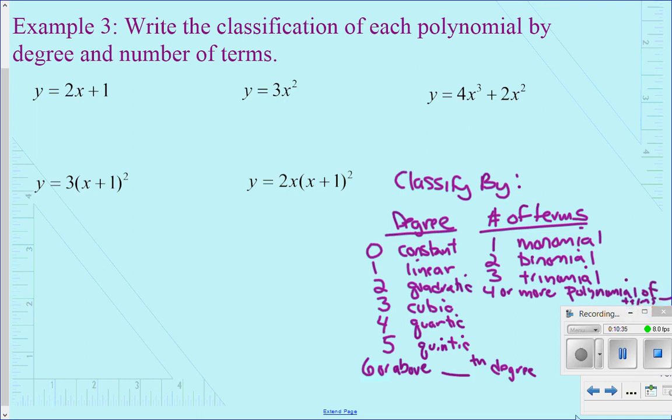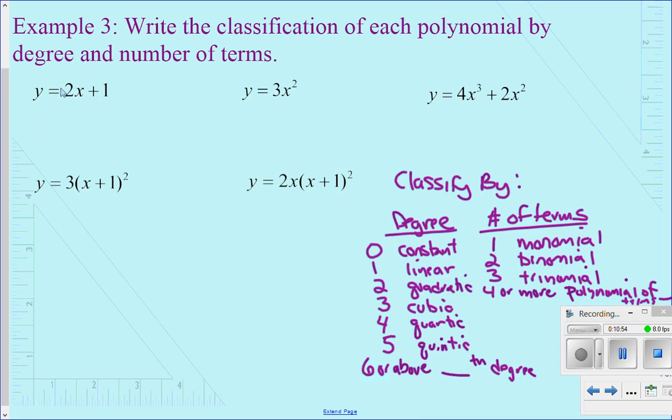So if there are 4 terms, it's a polynomial of 4 terms. If there are 5 terms, polynomial of 5 terms, and so forth. Again, no specific name for 4 or higher. So we're going to put those 2 words together, the degree word first and the number of terms word second, and we'll use those to classify these polynomials.